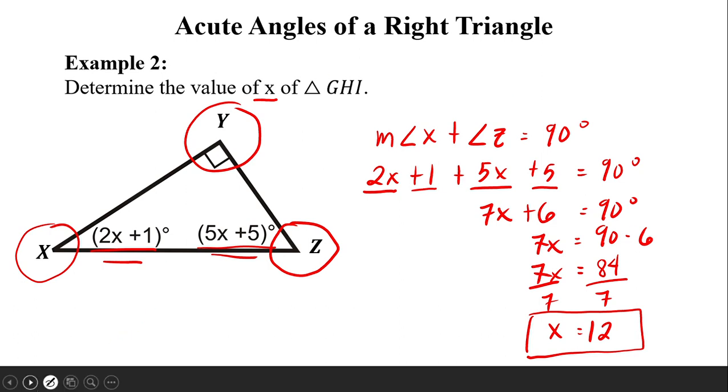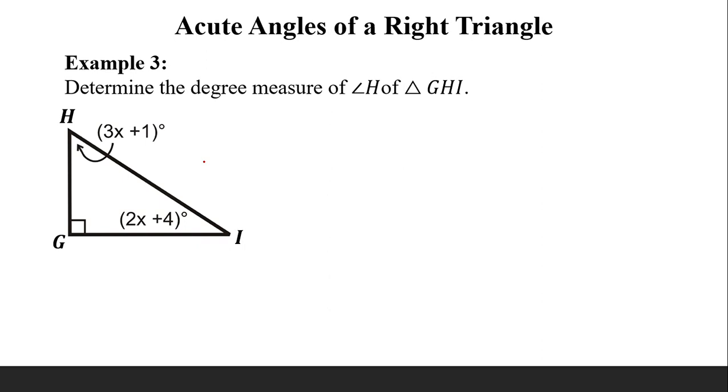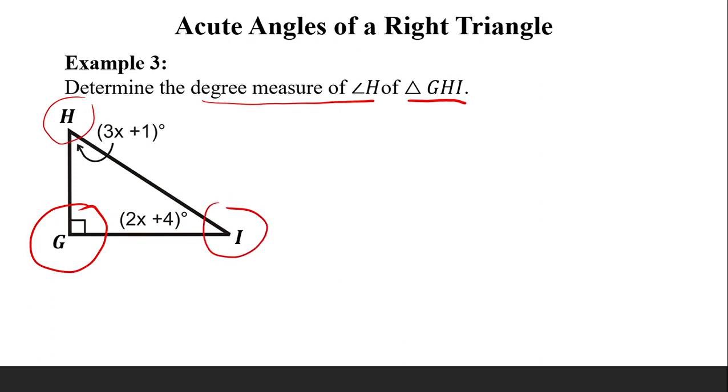Now, last example. This time, we have a given triangle GHI, and you need to find the degree measure of angle H. So this is our given. Angle G is our right angle, so our figure is a right triangle. Angle H and angle I are acute angles. By the acute angles of a triangle theorem, measure of angle H plus measure of angle I is equal to 90 degrees.